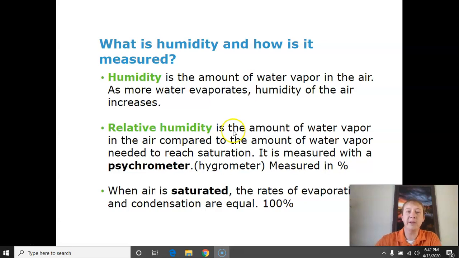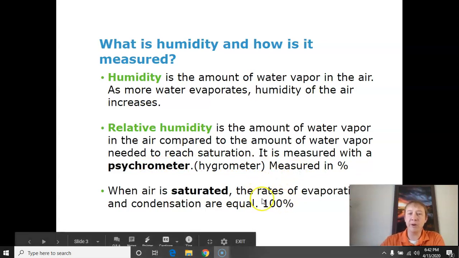Relative humidity is another key term here. This is the amount of water vapor in the air compared to how much the air can hold, which we call the saturation point. We use something called a psychrometer, and we'll see a quick example of it on the next page. We measure it as a percentage.